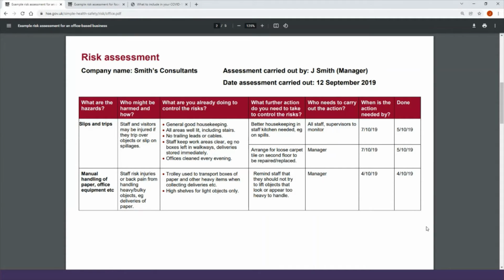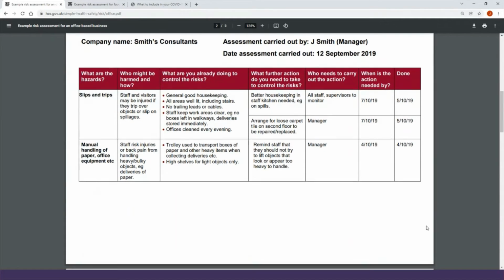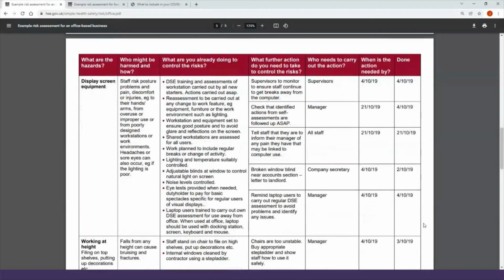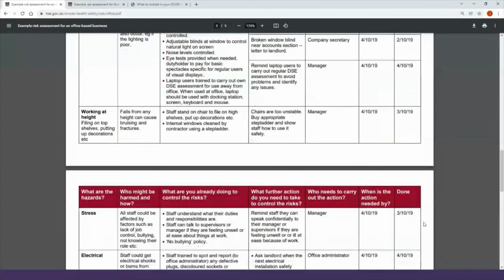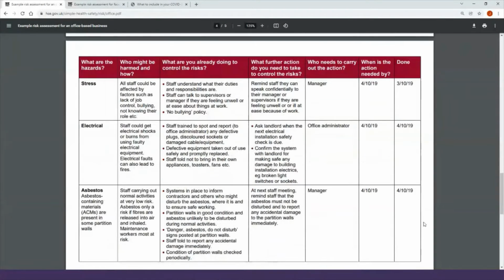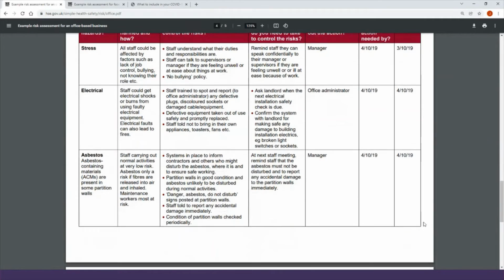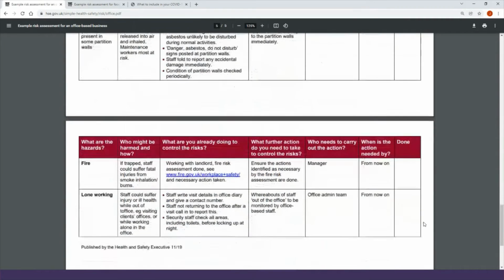So some examples on the left hand side are slips and trips, manual handling of paper and office equipment. You can see clearly that which identifies which people are at risk and may be harmed, what the control measures are, and what further action needs to be taken. Now, as we move through, you will also see other hazards are display screen equipment that we're all aware of, working at height, workplace stress, electrical hazards, and asbestos in the office working environment.